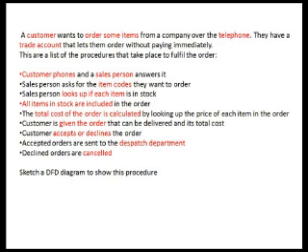The salesperson looks up if each item is in stock. All items in stock are included in the order. The total cost of the order is calculated by looking up the price of all the items in the order. The customer is given the order that can be delivered and its total cost. The customer accepts or declines the order. Accepted orders are sent to the dispatch department. Declined orders are cancelled. And on the next slide you'll see a DFD diagram.